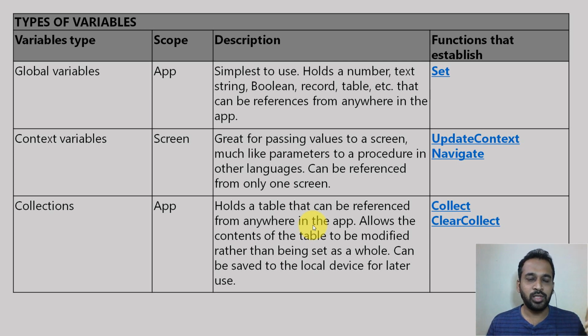So far we have discussed the global variable and context variable, that is local variable, and how we need to initialize this value using the set, update context, and navigate functions. So that's it for this video, and for collections we'll discuss in the upcoming videos. I hope you enjoyed this video and you got a clear picture about what is the local variable and what is the global variable.